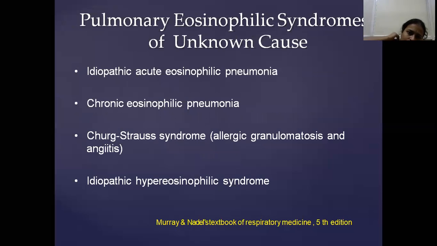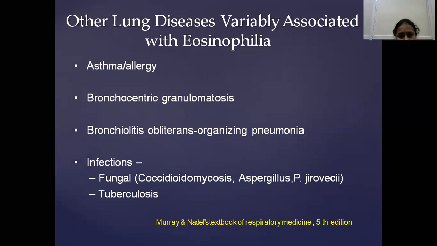And coming to eosinophilic syndromes of unknown causes. Unknown causes are idiopathic acute eosinophilic pneumonia and chronic eosinophilic pneumonias. All these are idiopathic. Idiopathic means unknown etiology. Acute eosinophilic pneumonia, chronic eosinophilic pneumonia, Churg-Strauss syndrome, and idiopathic hypereosinophilic syndrome, IHS. These are unknown causes. And other lung diseases variably associated with eosinophilia include asthma.